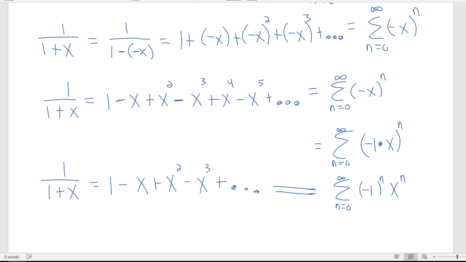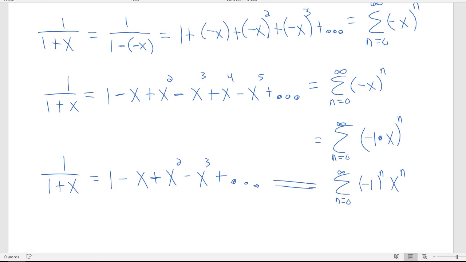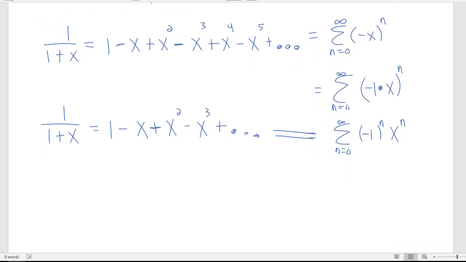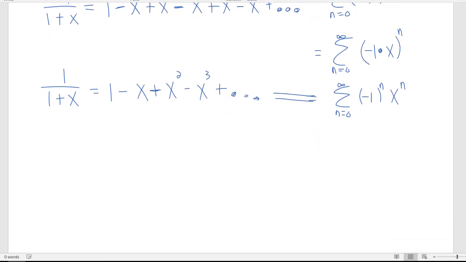We have 3 functions that have a power series representation. One of them is 1 over 1 minus x, one of them was sine x, and now one of them is 1 over 1 plus x. All right, now I'm going to do a couple more of these, and actually I'm gonna stop talking here for a minute, and I want you to do the next one for me.